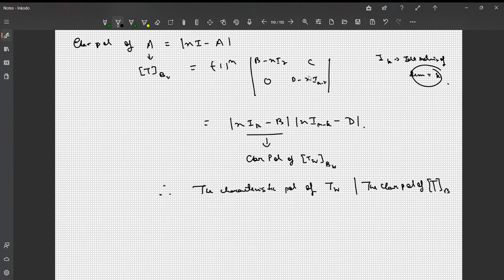Now on a similar set of statements we can also show that the minimal polynomial of the restricted operator will divide the minimal polynomial of the operator T.